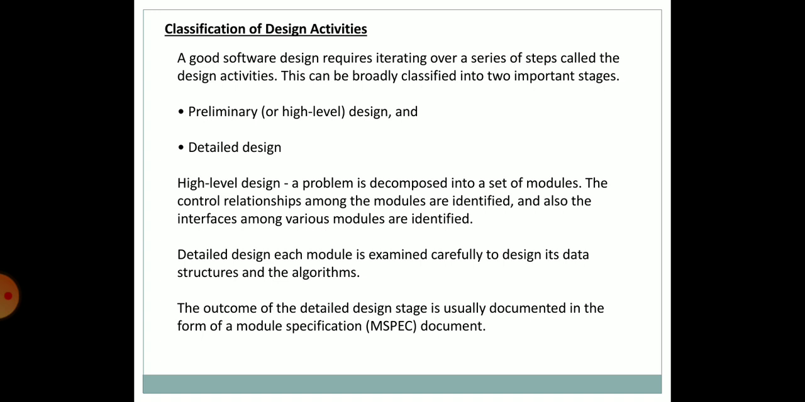The activities carried out during the high level design or the preliminary stage may vary depending upon different design methodologies. But the overall task is to decompose the whole software into modules and identify the control relationships and the interfaces among the modules. So the outcome of a high level design is called the program structure. After performing the high level design, we will get the program structure or the software architecture.